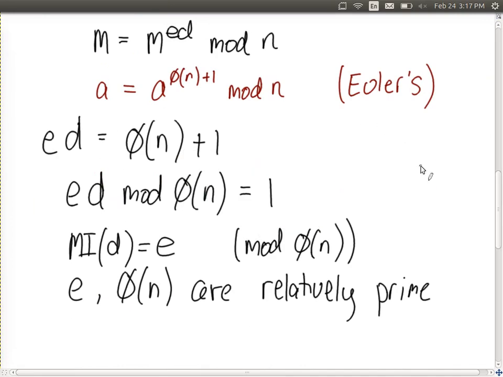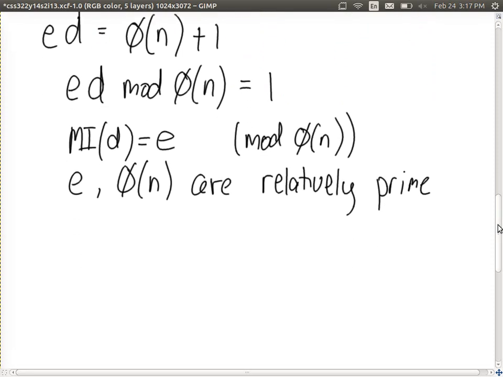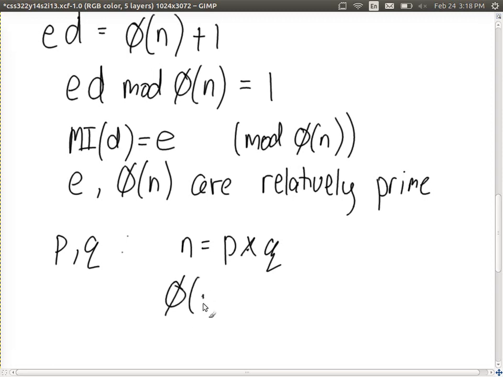If we're going to generate keys, we need to know what is the totient of n. So how do we choose a number n such that we can calculate the totient of n easily? We can choose it as 2 primes. If we, instead of choosing some n randomly, we choose 2 primes, p and q, where n equals p times q, then we can easily calculate the totient of n.